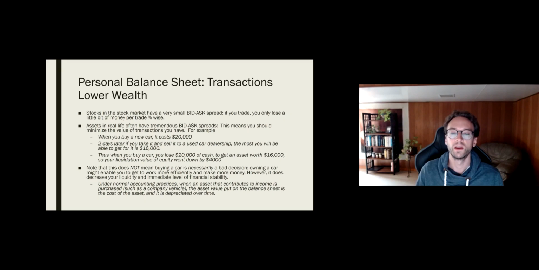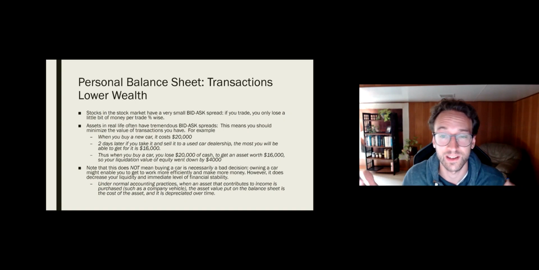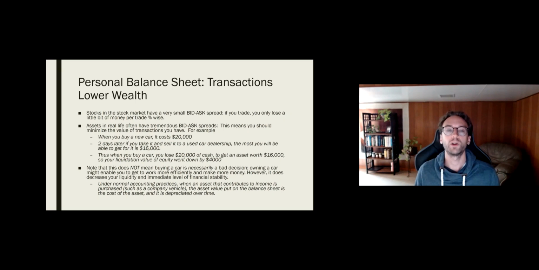Which means you immediately lose $4,000 when you buy the asset because its liquidation value is $16,000. You bought it for $20,000, it goes on your balance sheet at $16,000, so you lost $4,000, or 20% of the cost of the car, right? The bid-ask spread on cars is like 20%. It's absurd. This means you want to minimize these kinds of transactions because they really hurt your wealth.